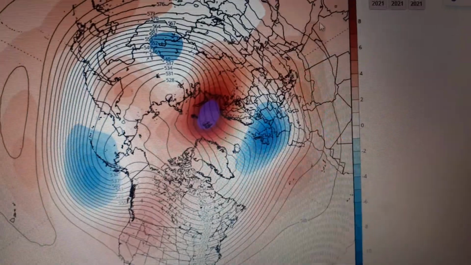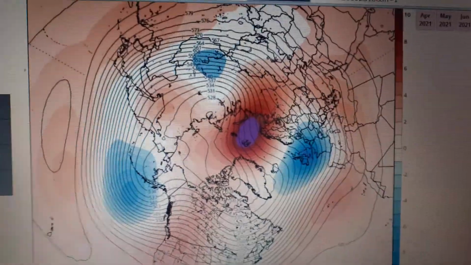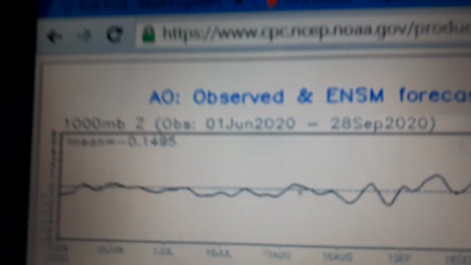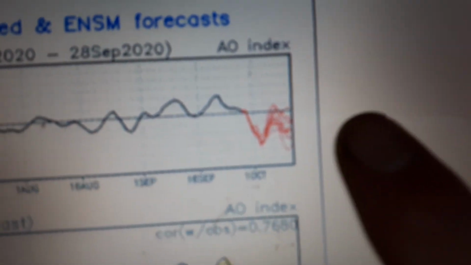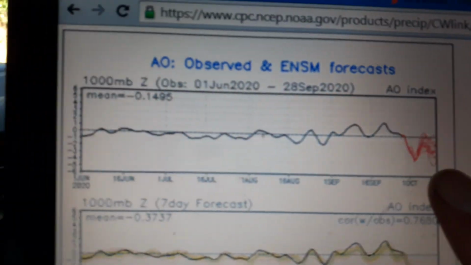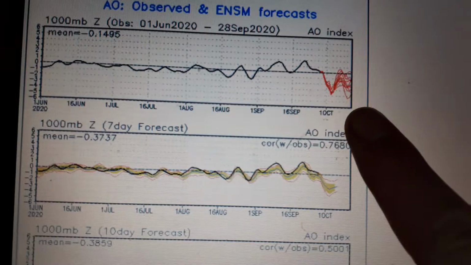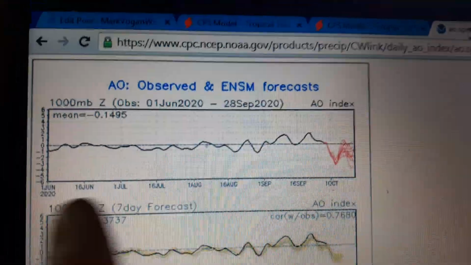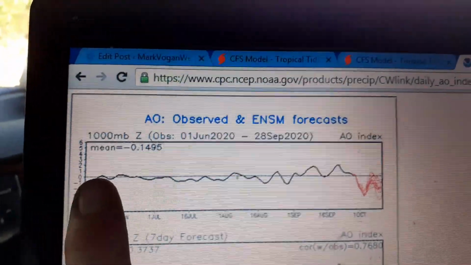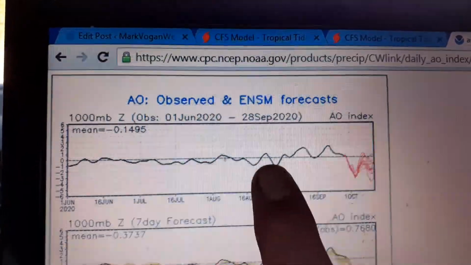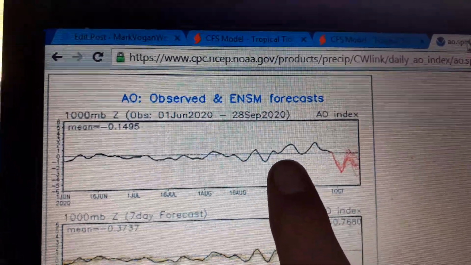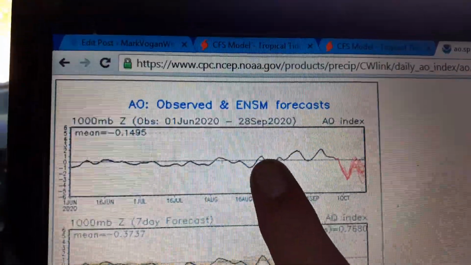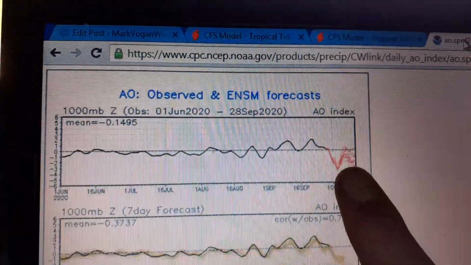You look here at the GFS ensemble, and it has a very negative looking Arctic oscillation. Now, if you look all the way back to the start of the summer, June 1st, all the way through the summer months, you notice here it's basically near enough neutral. Then it went positive, and now it's starting to trend negative.